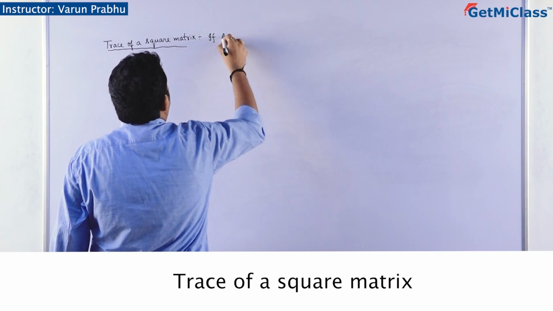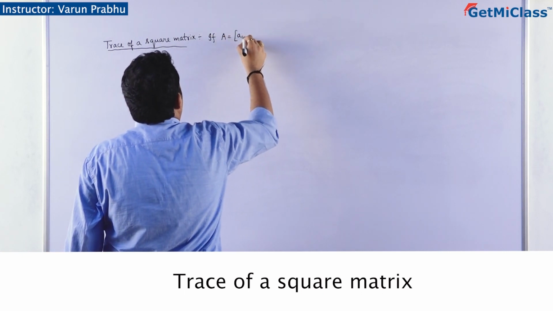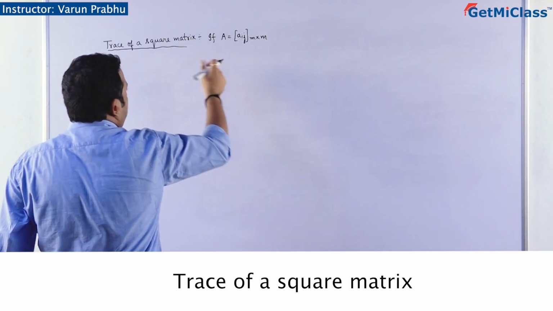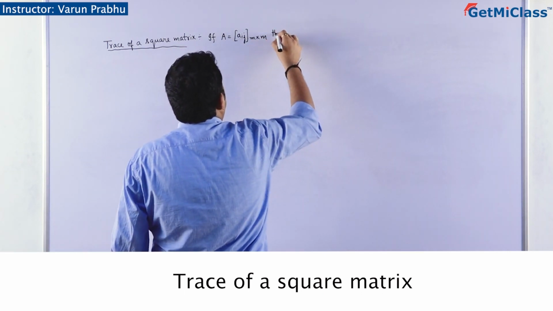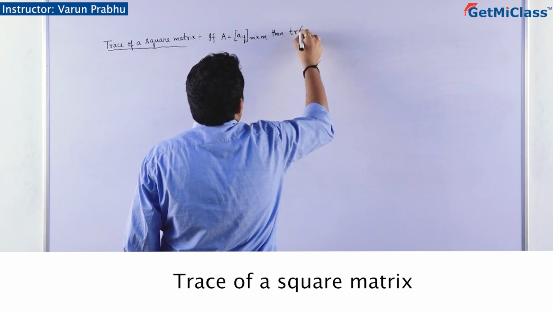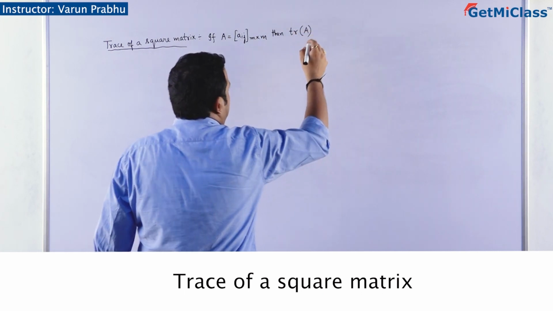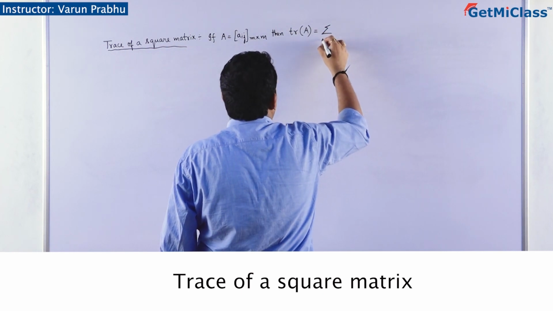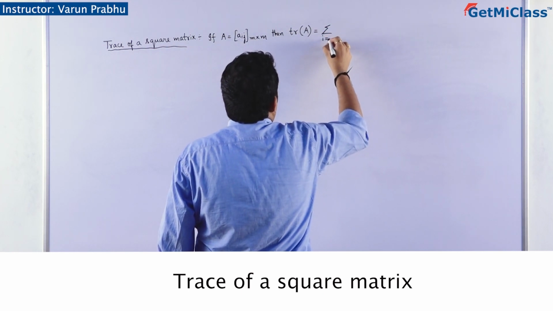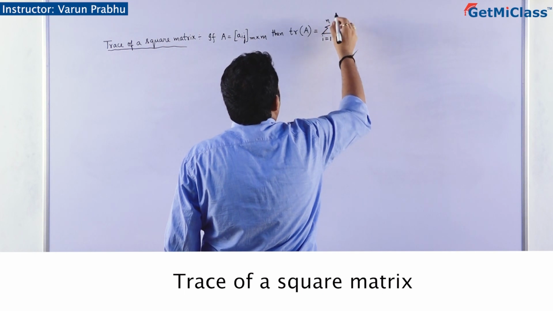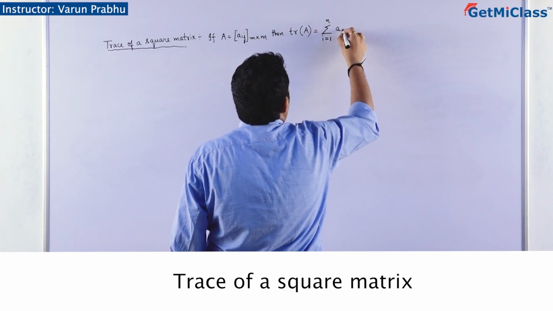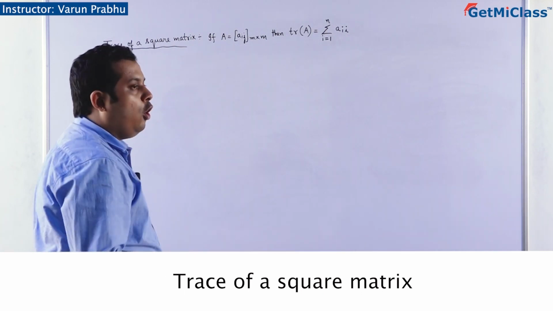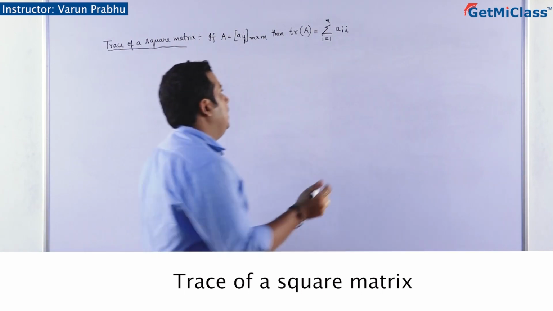If capital A is equal to Aij, M cross M, which is a square matrix, then the trace of A is denoted like this, TR of A. This is nothing but sigma I is equal to 1 to N, Aii, which means it is the sum of all the principal diagonal elements.